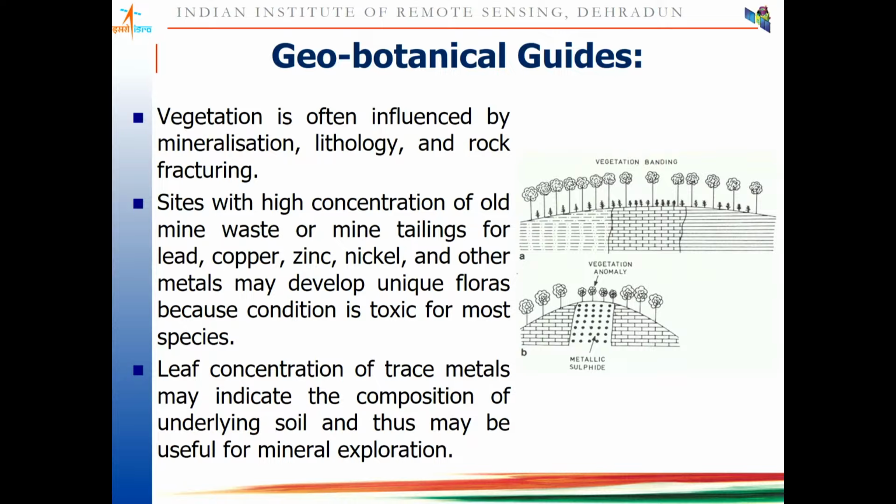So the leaf concentration of trace metals may indicate the composition of the underlying soil, and thus this can be very helpful in mineral exploration. If we are talking about leaf health, leaf concentration and all these things, the spectra of different types of leaves can be identified using the hyperspectral data, and on the basis of that we can identify the compositional change in the concentration of trace metals, and we can say that the soil is rich in a certain mineral, and accordingly the exploration can be done.